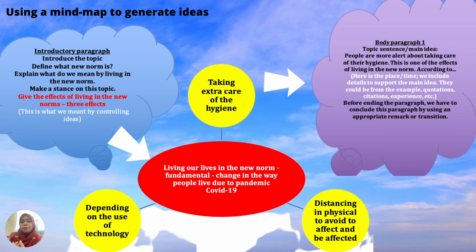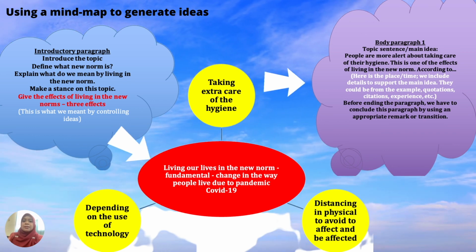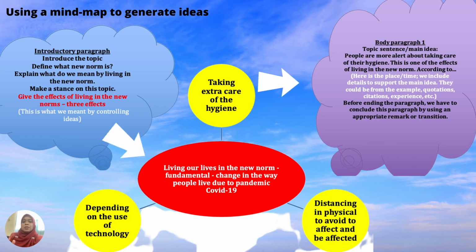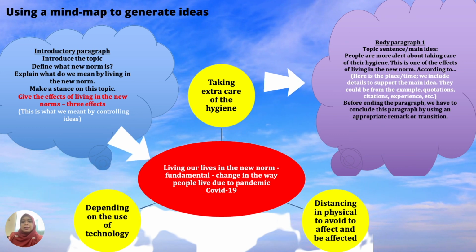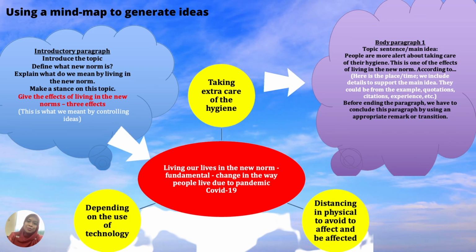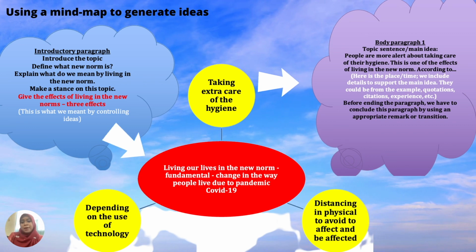They could be from an example, quotation, citation, or experience, for example, the one that I mentioned earlier. So before ending the paragraph, we have to conclude this paragraph by using an appropriate remark or transition. Okay, and then we move to the second one and the third one, and then the concluding paragraph.